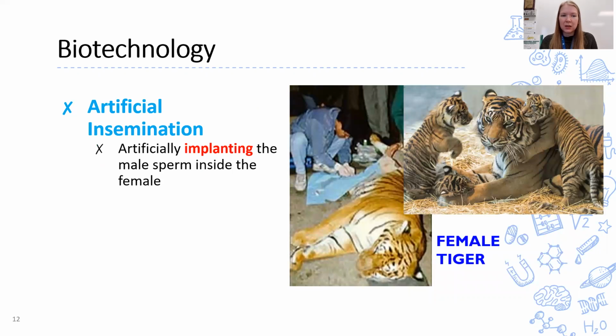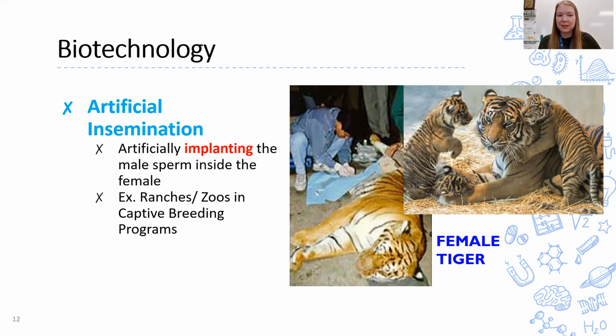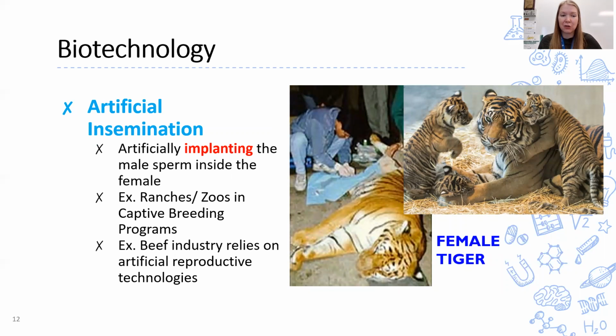Artificial insemination is essentially artificially implanting the male sperm inside of the female. And so the sperm will be harvested from the male, and then this will be implanted into the female. We often see these on ranches or in zoos in captive breeding programs. The captive breeding programs are often running to help animals that have a small population regain that population. They're assisting essentially in creating another generation.